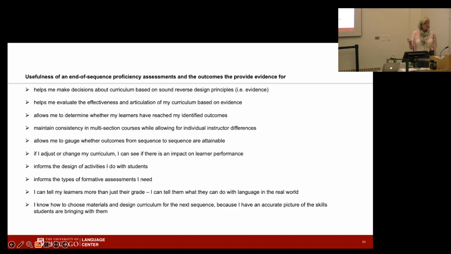If I make a change to my curriculum, for example, in one summer when teaching first year in our introductory German, we had to switch from a 9-week curriculum to a 7-week. We had to compress it into 7 weeks. I gave the same proficiency test. I was able to see if the students were still reaching the same proficiency levels, and they were. So I could be confident about the changes.